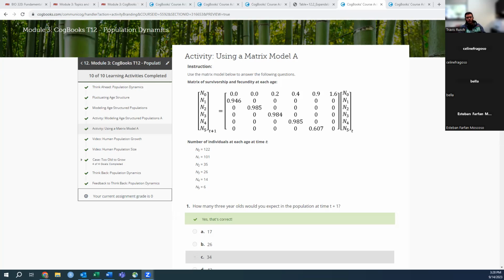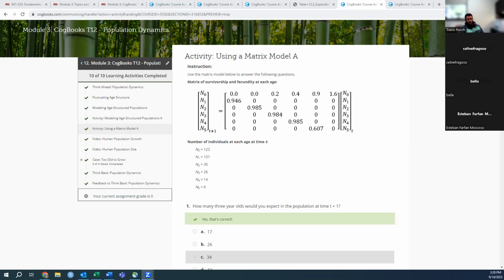T plus four would just be four times after the initial time period. Whether that's 4 years or 4 months, again, is not super relevant, but it's just four times whatever time unit we're using. So again, this is what we're given. What are the numbers in the table? The numbers on the top are the fecundity, and the diagonal numbers are the survival rates.